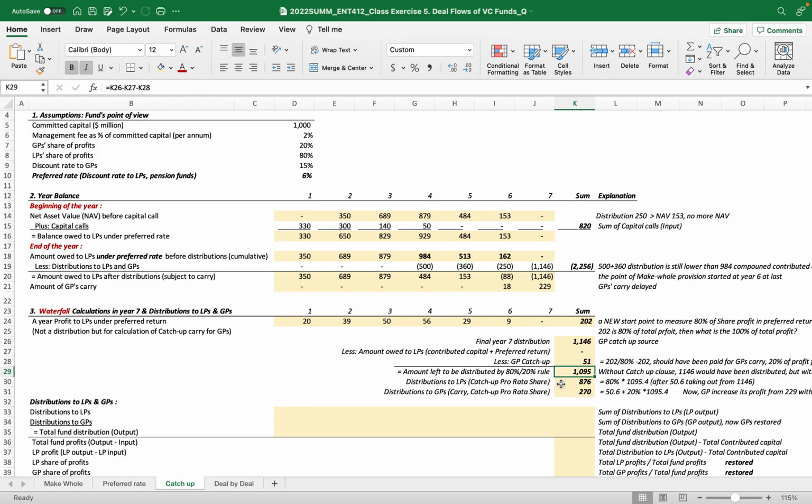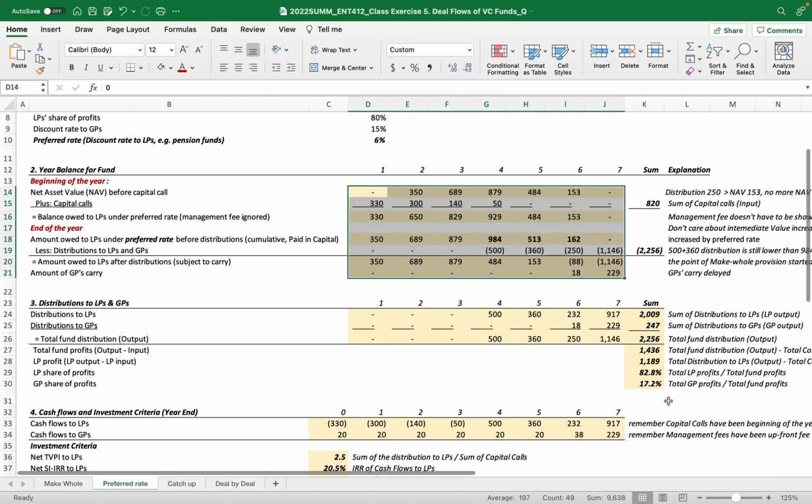1,095 is the left amount following the 80%, 20% rule. We allocate, and then again, the total amount is 51. We set aside from the preferred, and then we put this 20%, right? By doing so, we can distribute 270. So let's compare here.